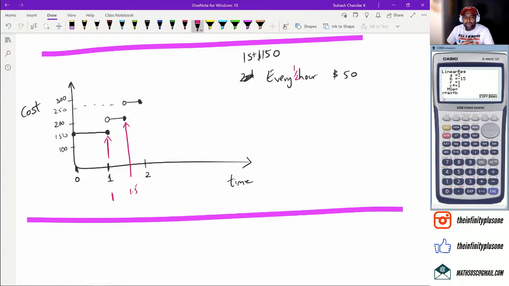So the reason the dot is closed at 1.5 hours is because at 1.5 hours, he can only charge me $200. He shouldn't be charging me $300 just because he worked 1.5 hours. So for the first hour, he's getting $150, and then after that, every half hour, he's adding $50 extra.